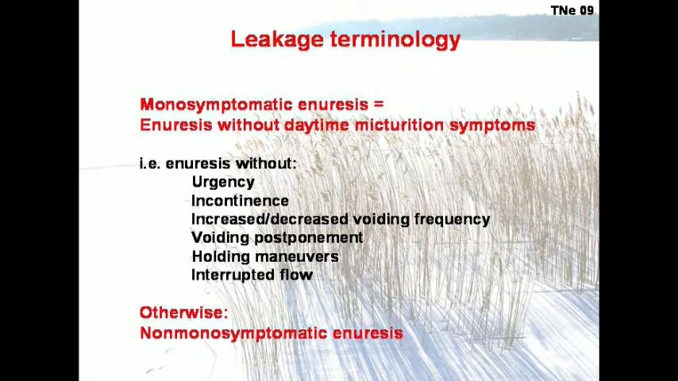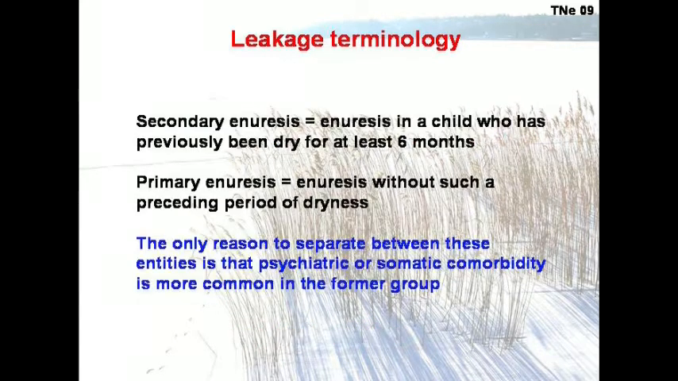And monosymptomatic enuresis, we now mean enuresis without any other relevant bladder symptom, like urgency, incontinence, increased or decreased voiding frequency, voiding postponement, holding maneuvers, etc., etc. This is more logically appealing, I think. And secondary enuresis is enuresis in the child who has previously been dry for at least 6 months, and primary enuresis is enuresis without such a preceding period of dryness.